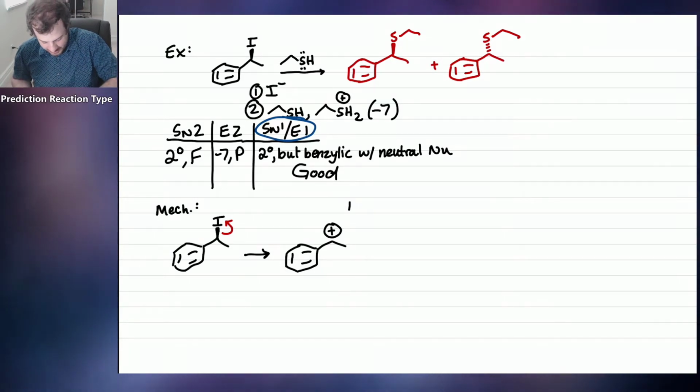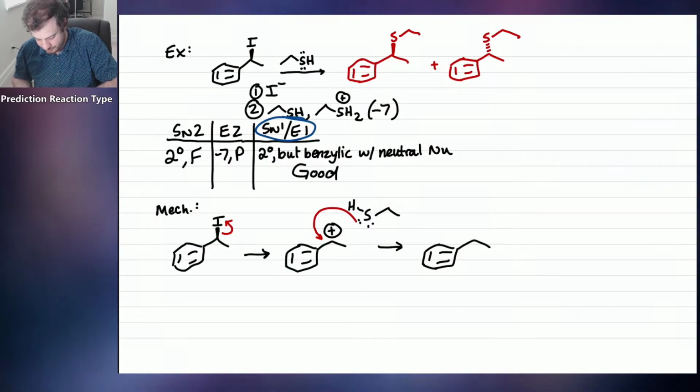Next step, the nucleophile attacks. In this case we have ethane thiol acting as a nucleophile, attacks that carbocation. And it's going to create a new sulfur carbon bond. Of course, there's not going to be any stereochemistry there. It's going to be 50-50 chance from the top, 50-50 chance from the bottom. So instead of drawing a wedge or a dash, I'll just leave it as a straight line to show that it's racemic.